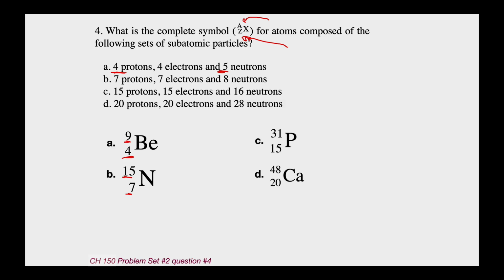And the last two are very similar. The third has 15 protons, so it's phosphorus. And 15 plus 16, 31 is the mass number. And the last one, 20 protons, so it's calcium. 20 plus 28 neutrons would be 48, the mass number.